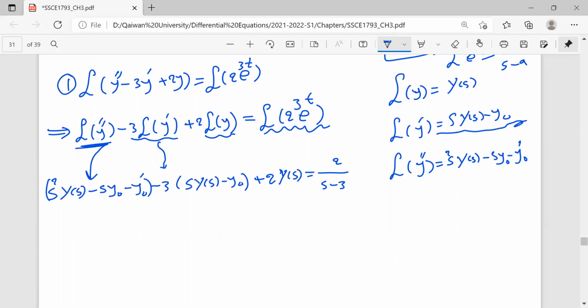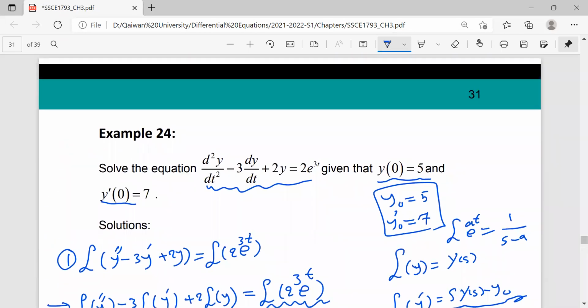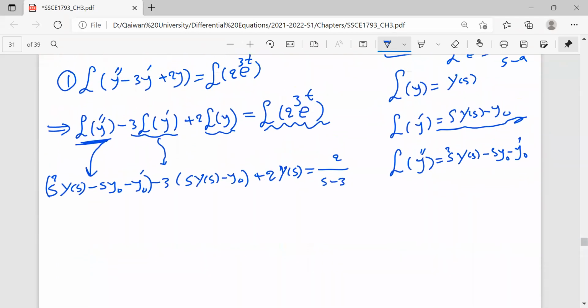In the second step, we insert the conditions. We replace each y naught by 5, and we replace each y prime naught by 7, as you see, it's given. We get here the second step, insert the conditions.